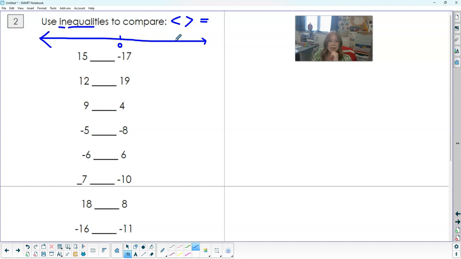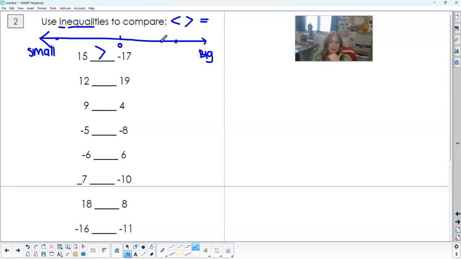So we're going to say, like, 15 might be here. -17 is on the other side. This is the small side. So make sure you write that this is smaller and this is bigger. So 15 was farther to the right. So 15 is bigger. So make sure you have your number line and the words small and big to help us compare these. Okay, now we have 12.